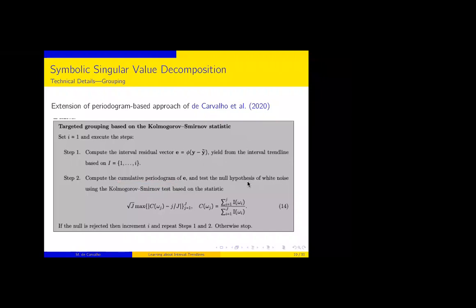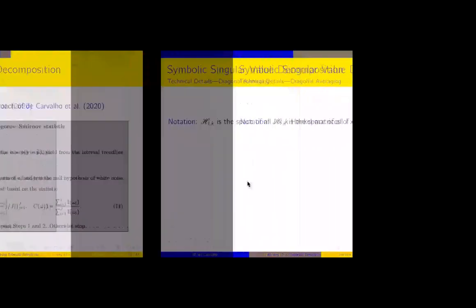Okay, so the algorithm just goes like this. You keep adding components until you stop rejecting your null hypothesis, in which case you stop. Again, this would be detailed in the paper, and if you want to have a look at the most elementary version for standard time series, details are in this paper.